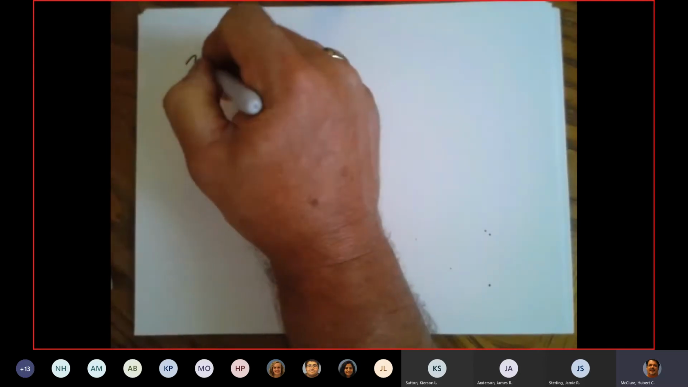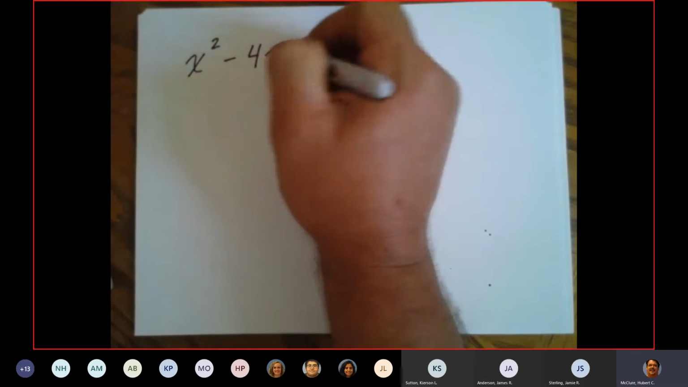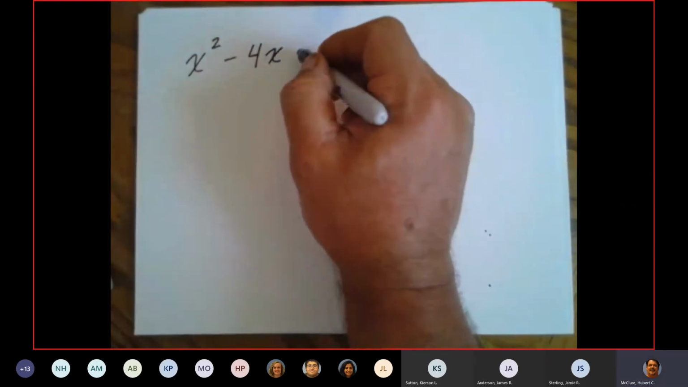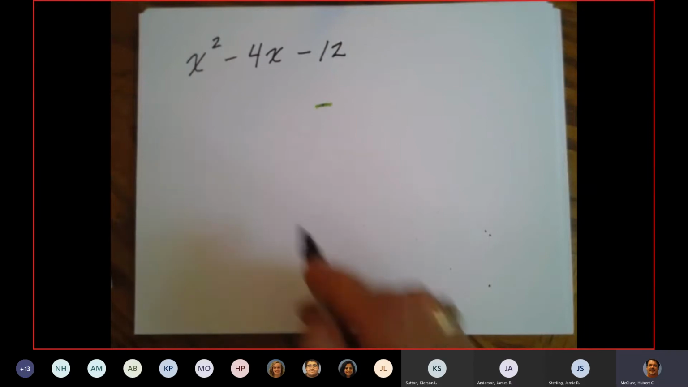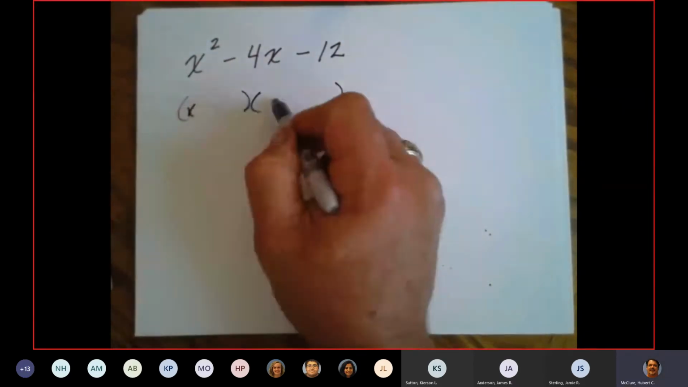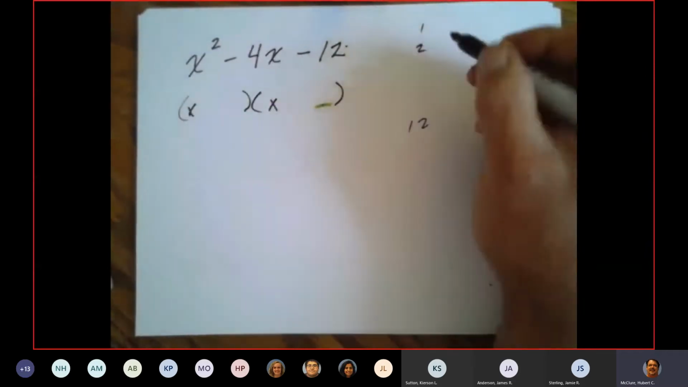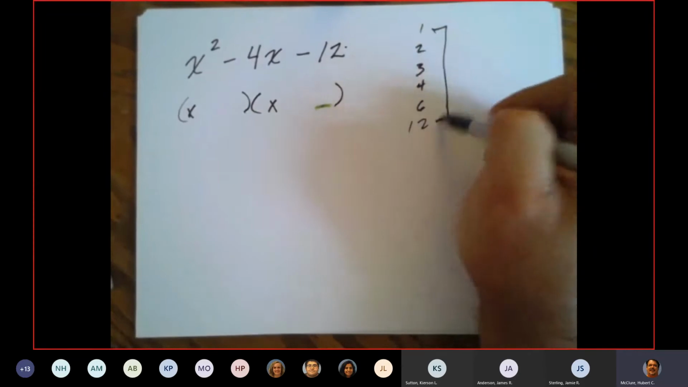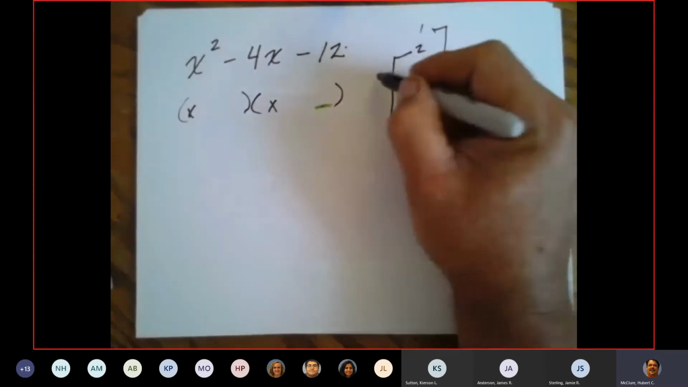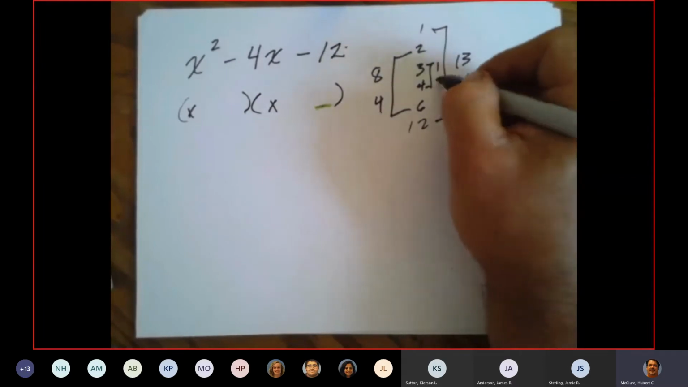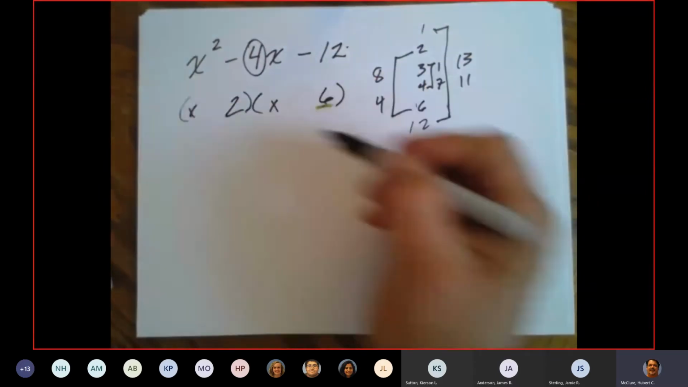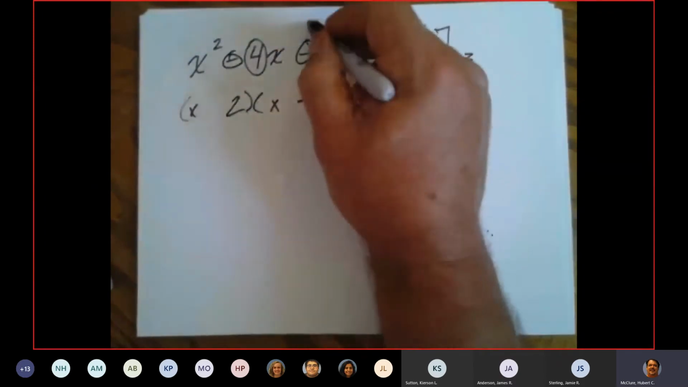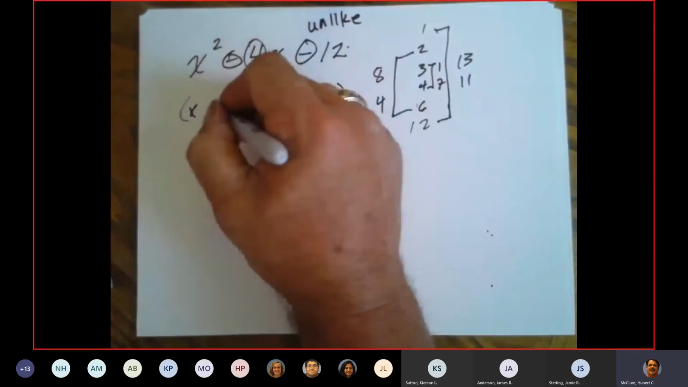Same thing with factoring. You need to be able to remember if I have x squared minus 4x minus 12, you need to be able to use the reverse FOIL. First term, last term: 1 and 12, 2 and 6, 3 and 4. 1 and 12 will give you a 13 or an 11. 2 and 6 will give you an 8 or a 4. 3 and 4 will give you a 1 or a 7. I need a what? I need a 4, so I'm going to use 2 and 6. I need a negative 4, so that means the biggest number is negative. This means unlike. So therefore, this is negative. This is what? Positive.